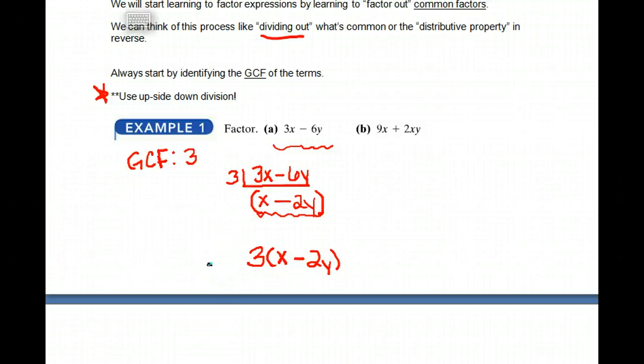So let's go ahead at this point and try example B. I would like for you to try this one on your own. Please pause the recording, and as soon as you're ready to check your work, please press play and we'll check our work together.